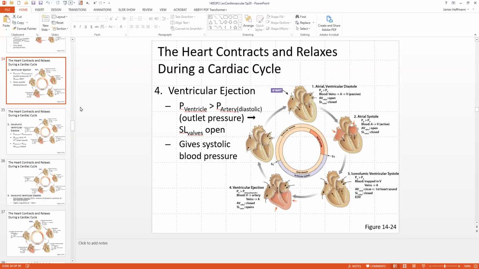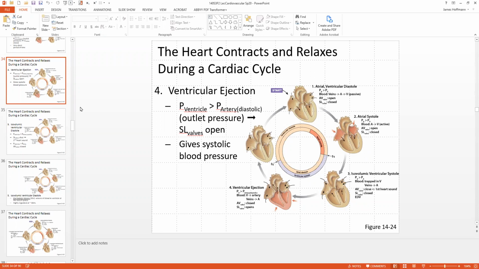And that blood we eject would go out in the aorta or in the right side, the pulmonary trunk. And that pressure would be equal to whatever pressure the ventricle generated. That would be our systolic blood pressure. So that's the peak pressure of the ventricle in normal people. If you had a valvular issue, it wouldn't be the same. But if your blood pressure is normally 120 and you have a normal heart, then your ventricular pressure would also be 120.